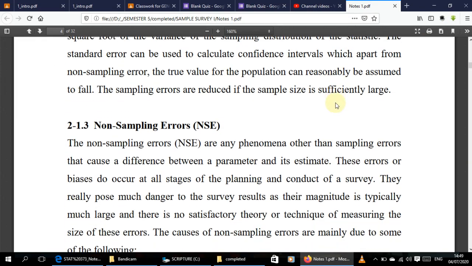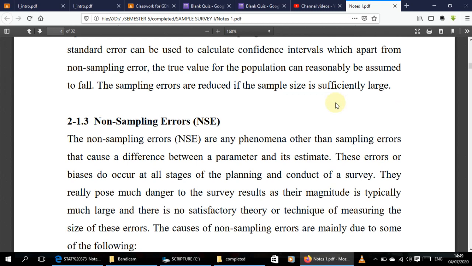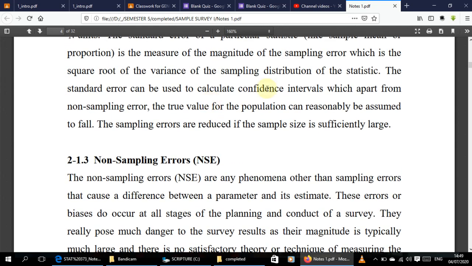All right, so we have non-sampling error. Remember, before that, let's talk about something here. Look at this carefully.